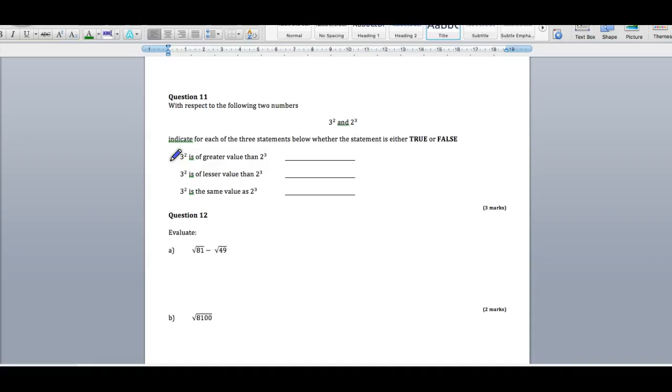Now, 3 squared is 3 times 3, which is 9. And then 2 cubed is 2 times 2 times 2, which gives you 8. So basically, we have the number 9 and 8. So you can rewrite them here, 9, 8, 9, 8, 9, 8.